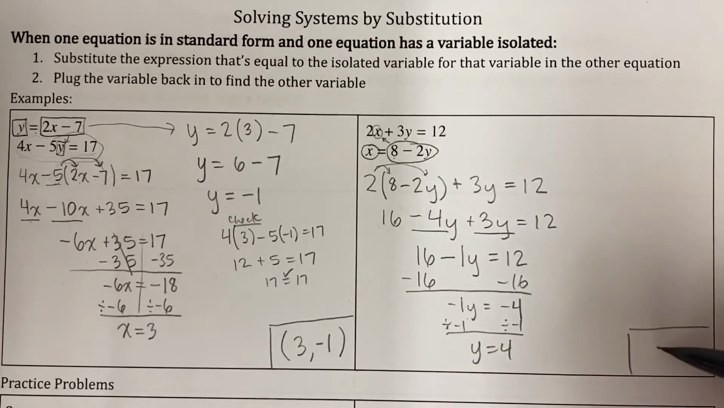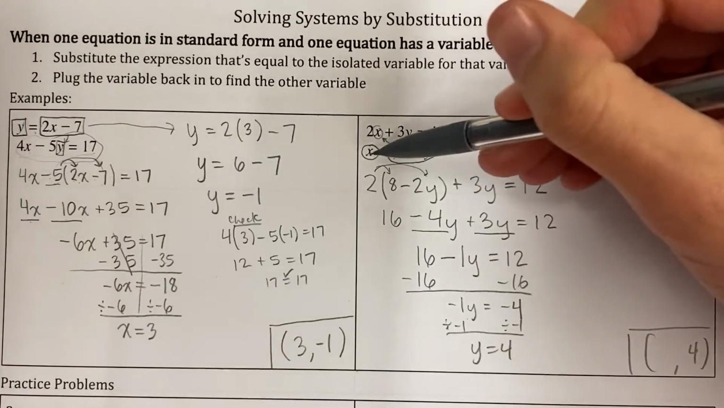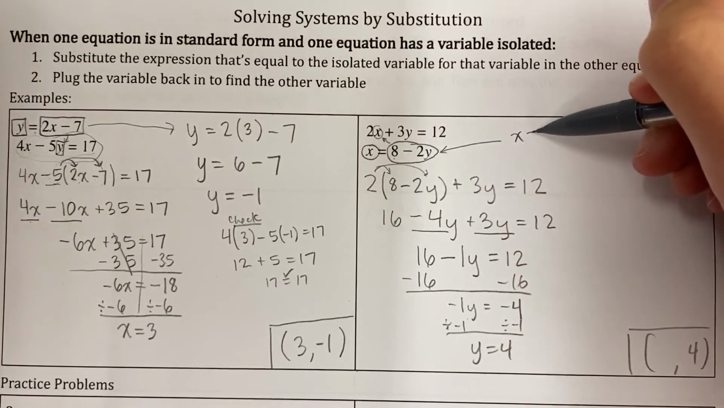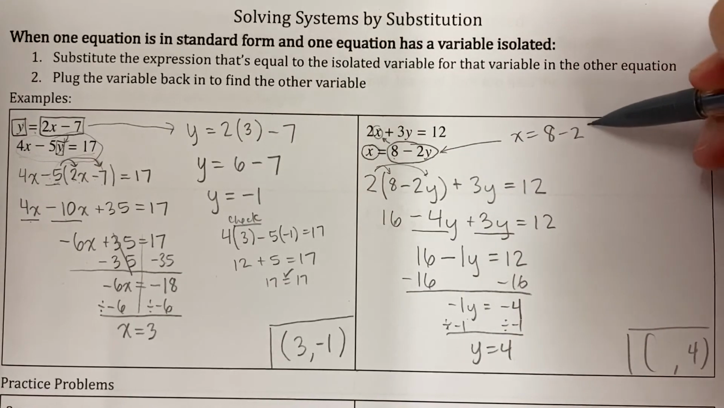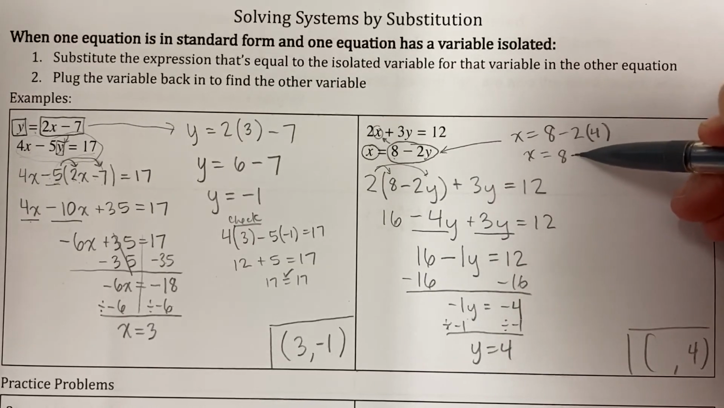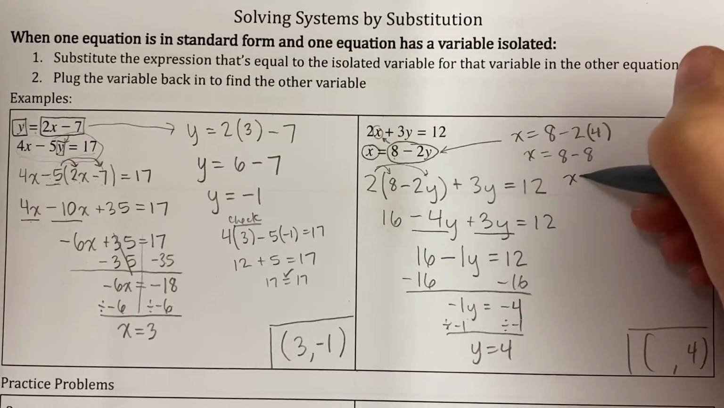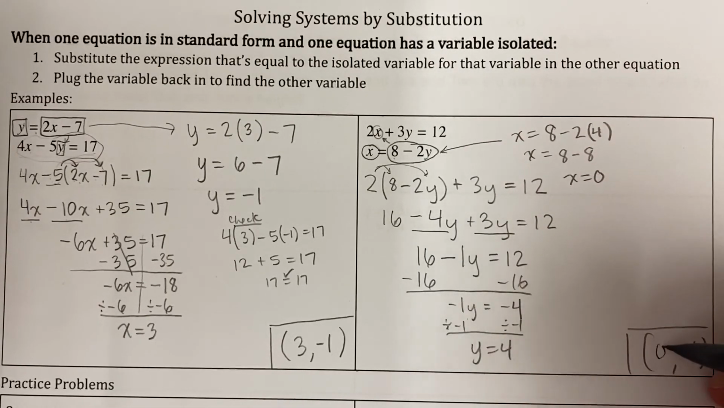Okay, so I'm not done, right? Because all I have so far is just a y value. I still need to find my x value. Once again, plugging into this equation where the x is already by itself is going to be easier. Okay, so I get x equals 8 minus 2 times 4 is 8, right? So I get x equals 8 minus 8 is 0. So let's put 0 right here.